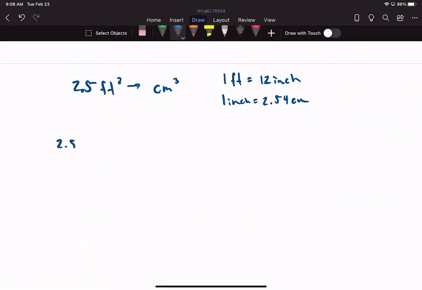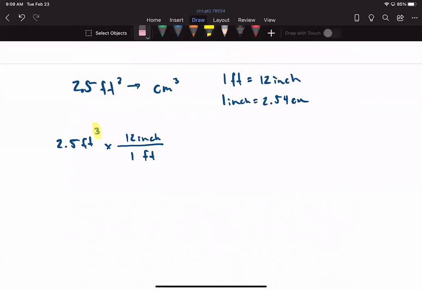Well, we have 2.5 feet cubed. The first thing we're going to want to do is get rid of those feet cubed. And if I put feet down here, I can put 1 foot is equal to 12 inches. But it's feet cubed. I can't get rid of feet cubed with simply just one of these.